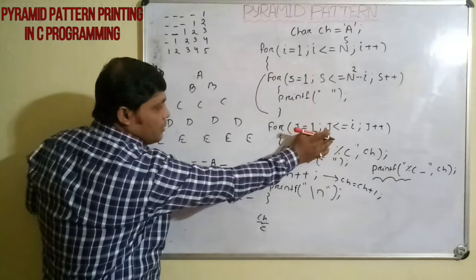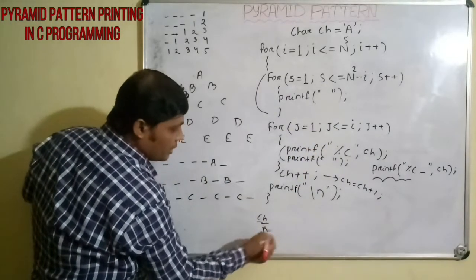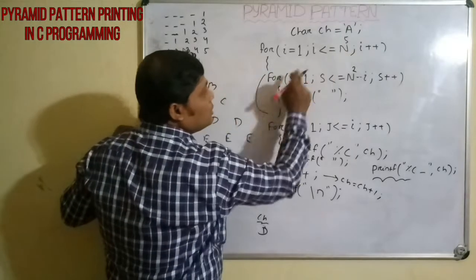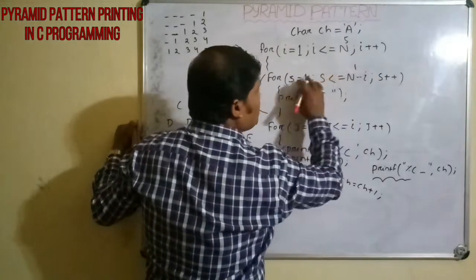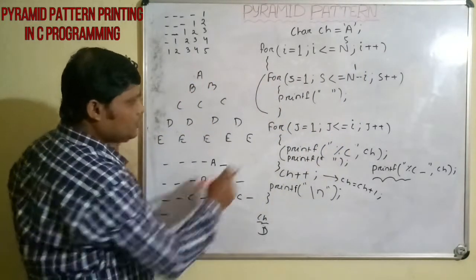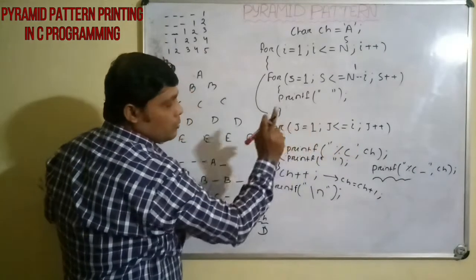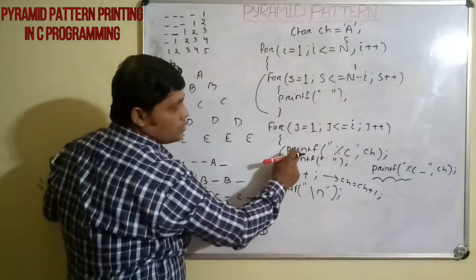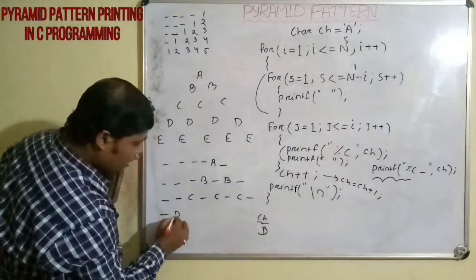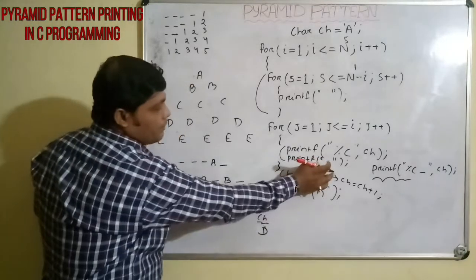Then when j value will be 4, it will go out of this j loop, then ch++, this will be D, it will go to the next line. In the next line, i value will be 4, so this is 5 minus 4, this will be 1, so it will work for 1 and give 1 space. Then come to here, j less than or equal to 4, so it will work for 1, 2, 3, 4 values. So when j value is 1, it will print what? ch value is now D. Clear? Then space.